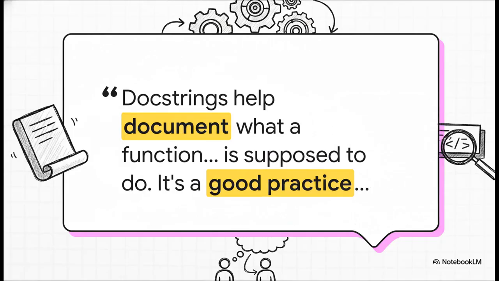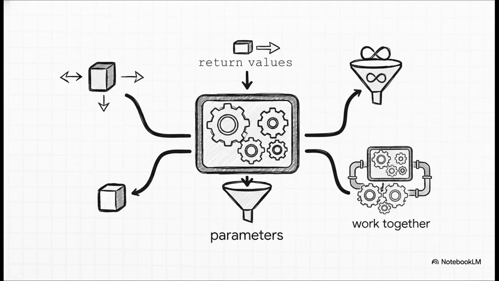And one last quick tip on best practices. As your functions get more complicated, you absolutely want to document what they do. In Python, we do this with something called a docstring. It's just a special comment right at the top of the function. It's a simple habit that will make your code so much easier for other people and for your future self to understand. So let's just do a quick recap.